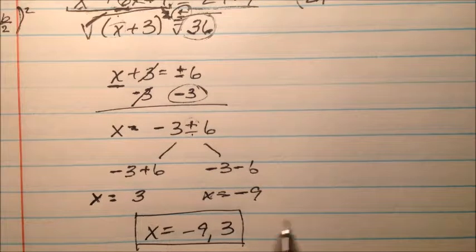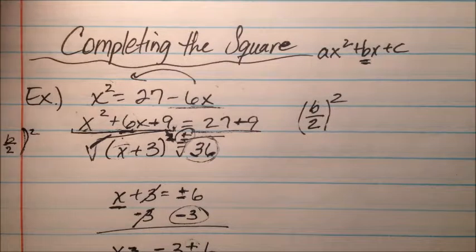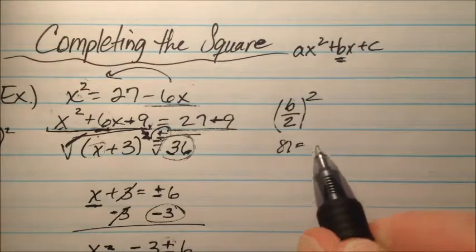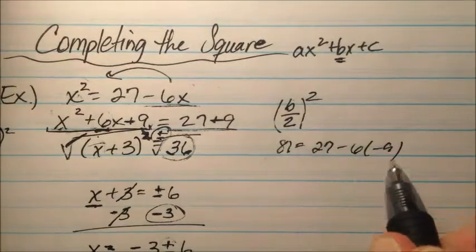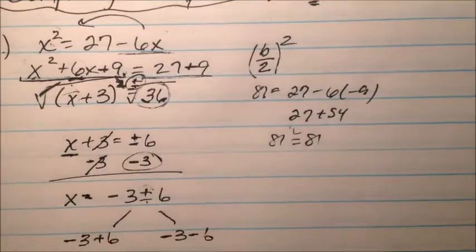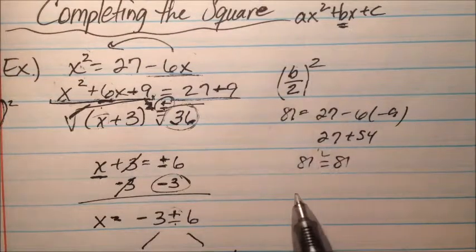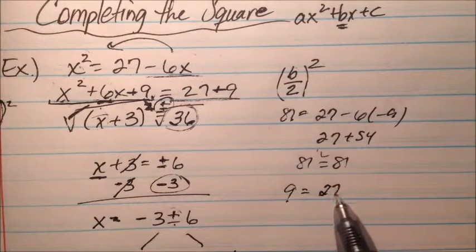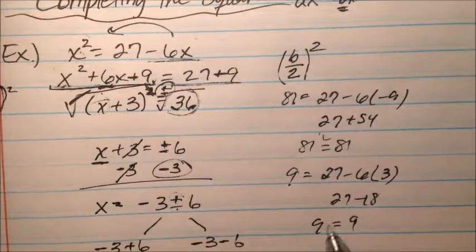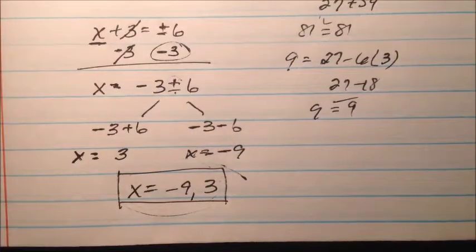Of course, you can plug negative 9 and 3 back into the original, and you'll see that both of them will work. Let's step through that really quickly. Negative 9 squared is 81, and then 27 minus 6 times negative 9 is 27 plus 54, which is 81. So that one works. The other is 3, so let's plug a 3 in up here. 3 squared is 9, and 27 minus 6 times 3 is 27 minus 18, which is 9 also. So both of the solutions that we just got by completing the square will work.